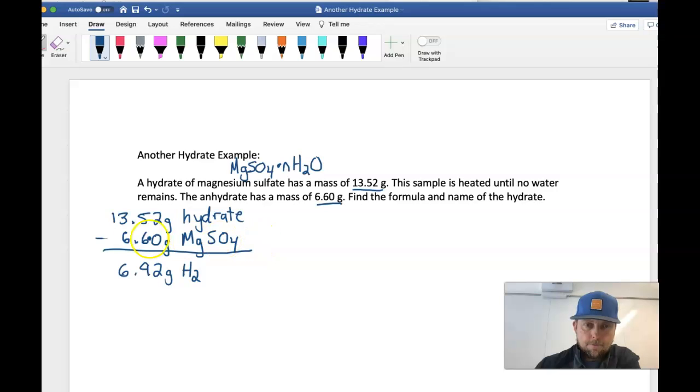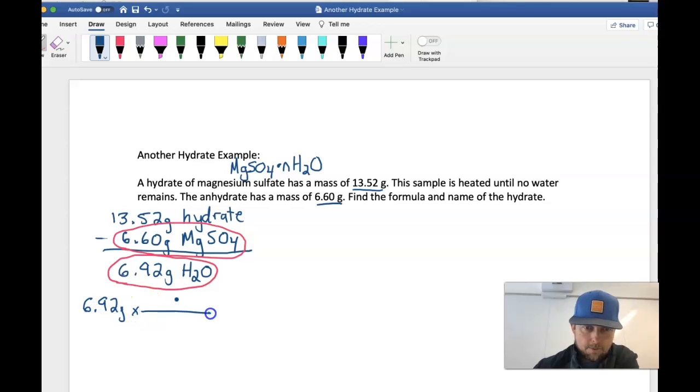So now we have two very important values. We have the dry stuff, and then we have our water. And with both of those values, we're going to mole it out. So water, starting with that mass, 6.92 grams, we'll convert this into moles. 1 mole of water is 18.02 grams from your periodic table.